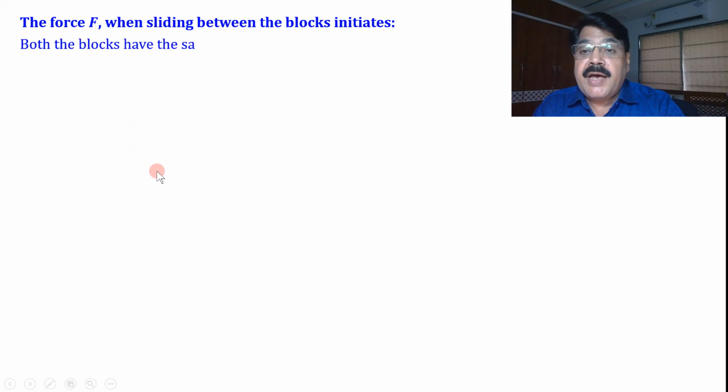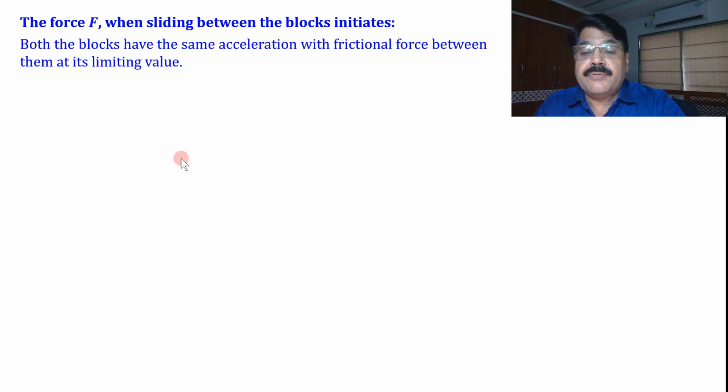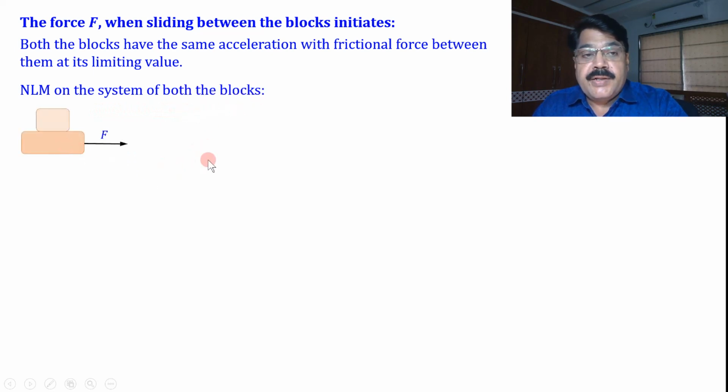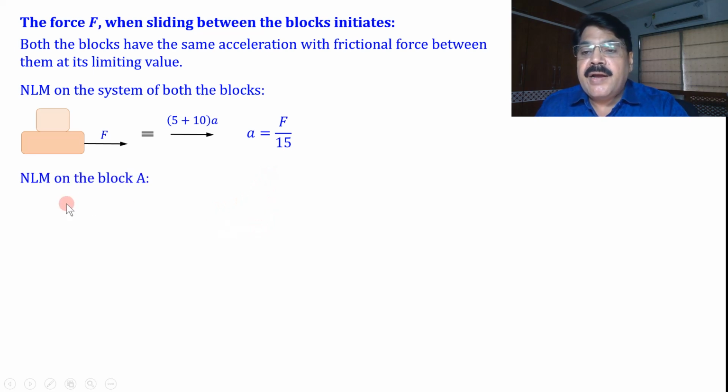Both the blocks have the same acceleration with the frictional force between them at its limiting value. For this, the simple thing is to apply Newton's law on the system of both blocks at once. Here we show only the external horizontal force, that is only F, which is equal to mass of A plus mass of B, into a. So F is equal to 15a, so a is equal to F by 15. So that is one result.